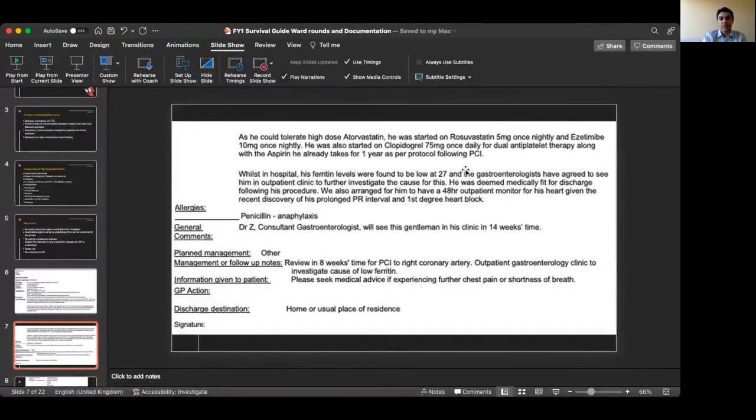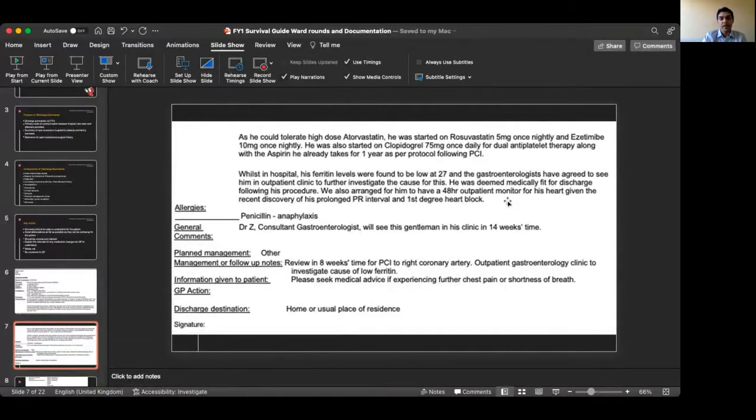That's important for the GP to know, because in the future, if the GP was considering switching this patient over to atorvastatin, they can refer to my discharge summary and they'll know that this patient is not tolerating this medication, so the GP will find an alternative for it. I go on to say this patient was started on clopidogrel and dual antiplatelet therapy with aspirin, which he already takes, for 1 year as per protocol for PCI.